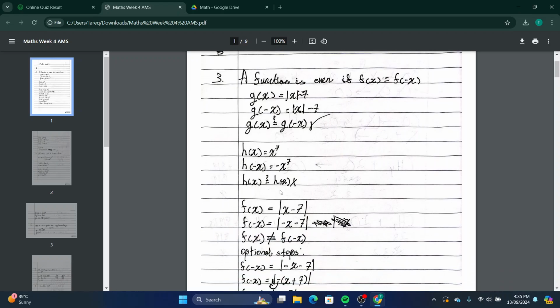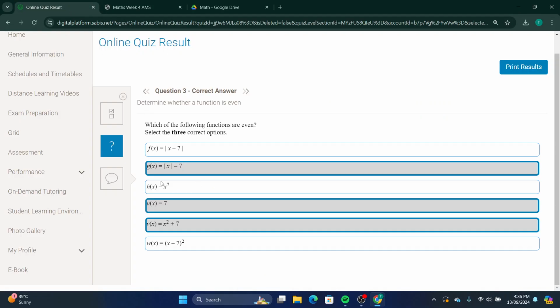Okay. For the next one, h of x is equal to x to the power of 7. Now, h of negative x is equal to negative x to the power of 7. As you can see, they're not equal, so this function is not even. Now, if you have an even exponent, like x squared, x to the power of 4, x to the power of 6, etc., you're going to find that those are even functions, because negative answers can turn into positive answers with even exponents. So x to the power of 7 is an odd exponent, so that rule doesn't apply. x to the power of 7 is not equal to negative x to the power of 7. So this function is not even, which is this one.